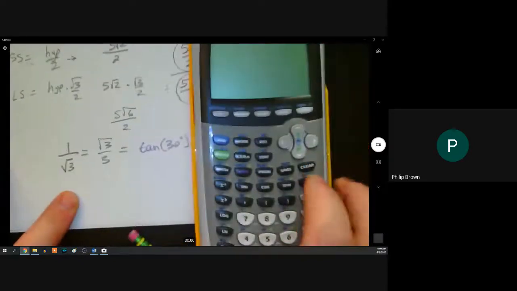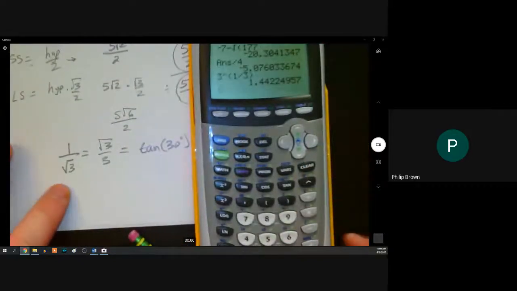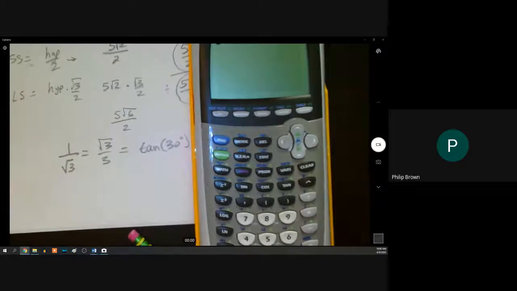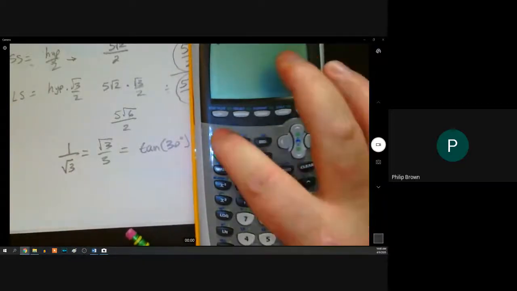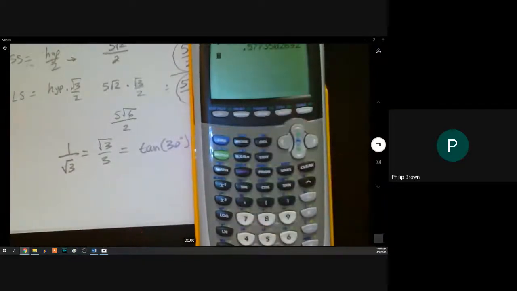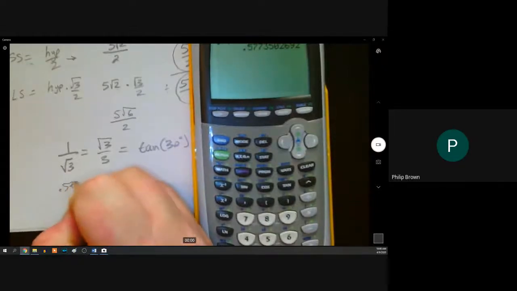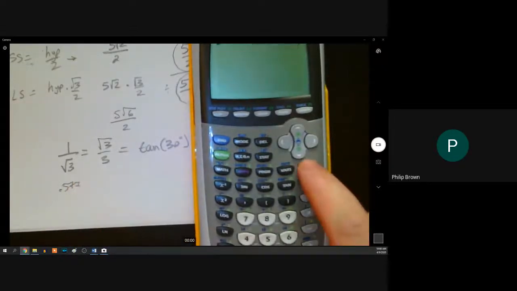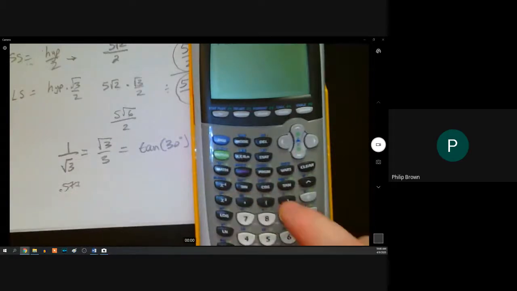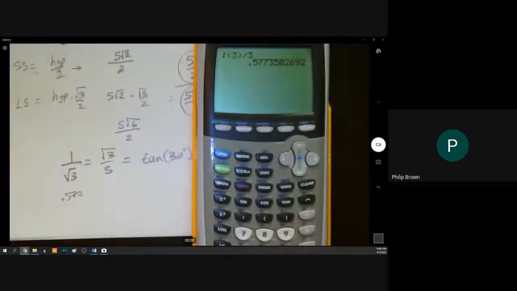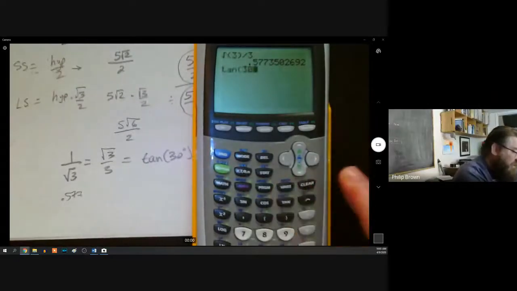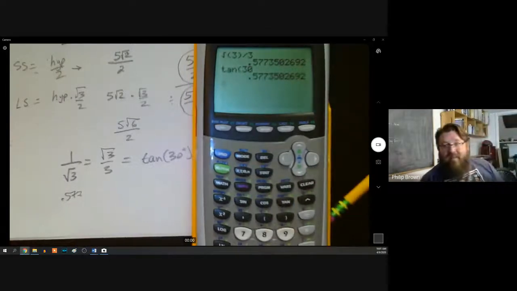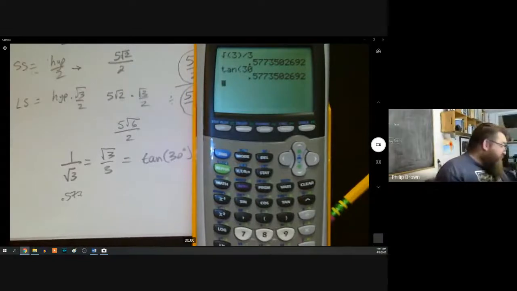All right. Let's clear all that. So 1 divided by the square root of 3. Boy, 0.577. All right. Square root of 3 divided by 3. Whoa. Dang. Tangent of 30 degrees. Whoa. Dang. Mic drop.